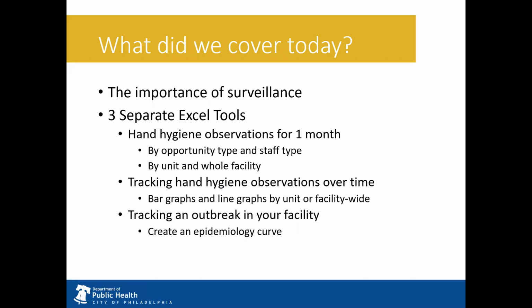So, in conclusion, what Anita and I reviewed with you, and I will say mostly Anita had the hard work with this presentation, putting together all of these slides with the Excel spreadsheets, is the importance of surveillance. We showed you three separate Excel tools. One was hand hygiene observations for a month, by opportunity type and staff type, by unit and whole facility. We showed you how to track hand hygiene observations over time using bar graphs and line graphs, and then tracking an outbreak in your facility using an epidemic curve.